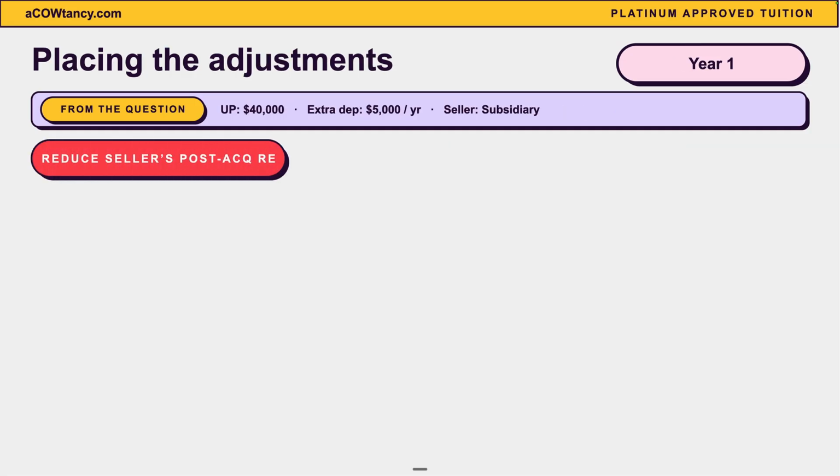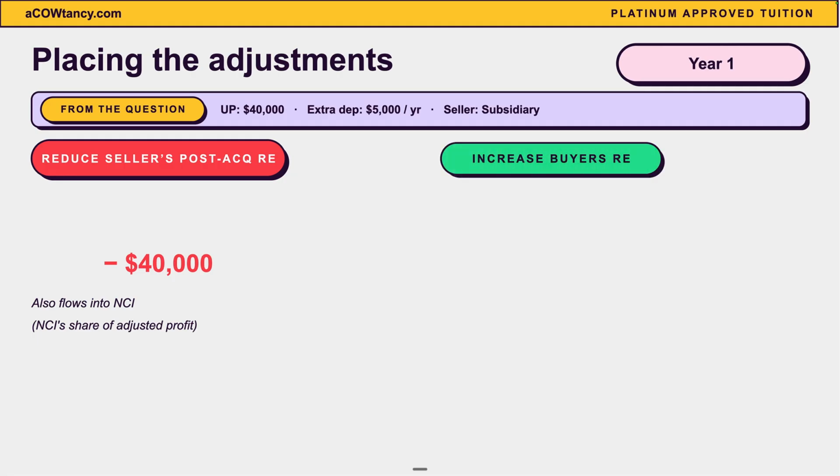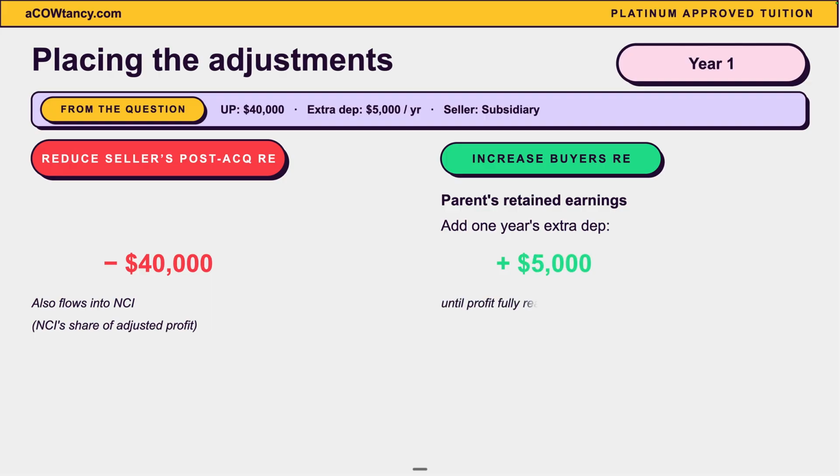So we need to reduce the seller's post-acquisition retained earnings because it hasn't really been a sale. So we reduce the seller's retained earnings, the post-acquisition column, by 40,000. If you reduce the post-acquisition column, then you'll also reduce the NCI share of adjusted profit as well. Be aware of that. Now, over on the buyer side, we're paying too much depreciation, so you have to increase the buyer's retained earnings by 1 year's extra depreciation. You do that for the next 8 years, by 5,000, till the profit's fully realised over 8 years.